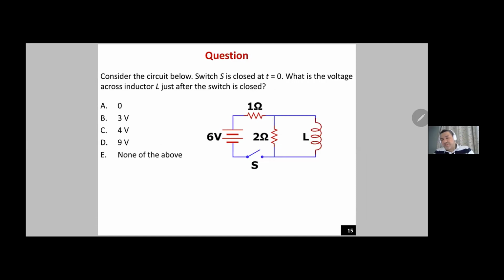Now let's move to the next question. In this question, we have an inductor connected in parallel with a 2 ohm resistor. Both are connected in series with 1 ohm and a 6 volt source with a switch S. The question asks us to consider that switch S is closed at t equals 0. What is the voltage across inductor L just after the switch is closed? So we are talking about 0 plus.